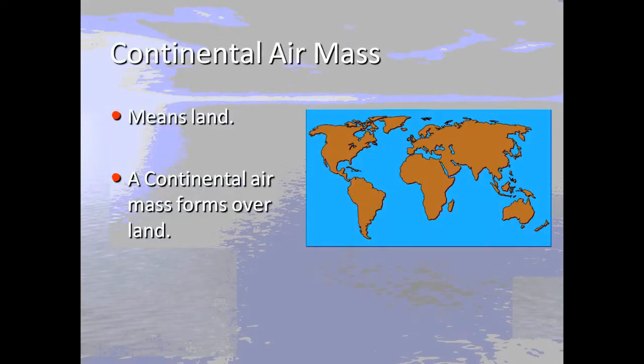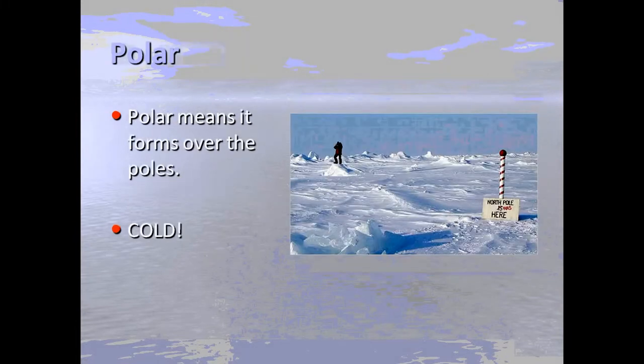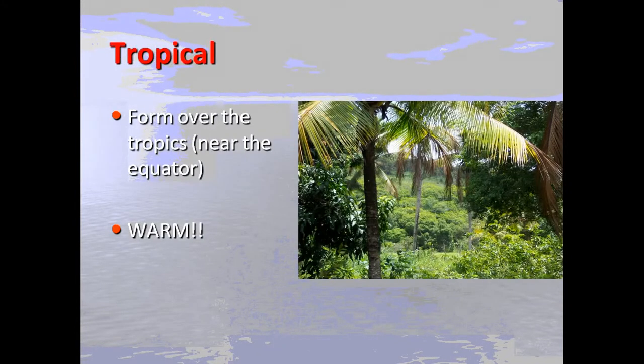Now, the word continental literally means land, and it refers to air masses that form over land. Maritime air masses refer to air masses that form over water. Maritime means water. Polar air masses refer to the poles, a region that's cold, so therefore polar means it forms over the poles. Tropical air masses form over the tropics. This is located near the equator. Therefore, tropical air masses are warm.